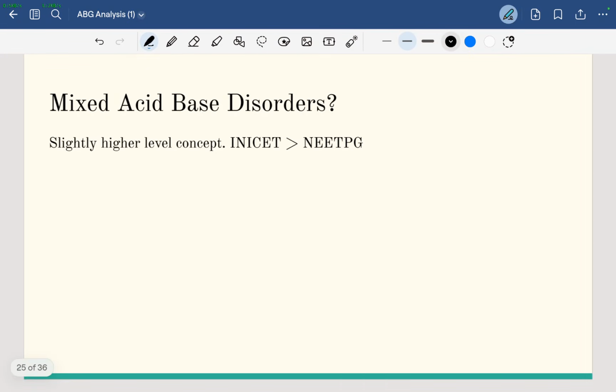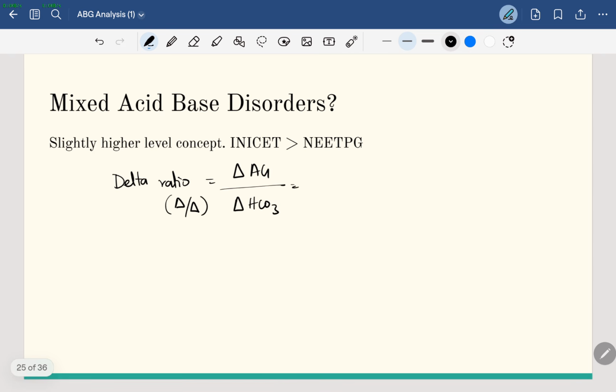Having discussed the 4 primary acid-base disorders, we now come to the last topic, which is mixed acid-base disorders, which is a higher level concept and usually tested in INISET, not much in NEET PG. So the crux of the topic is centered around this concept called the delta ratio, denoted by delta. And it's a ratio of 2 deltas, right? So the delta in question is delta anion gap by delta HCO3.